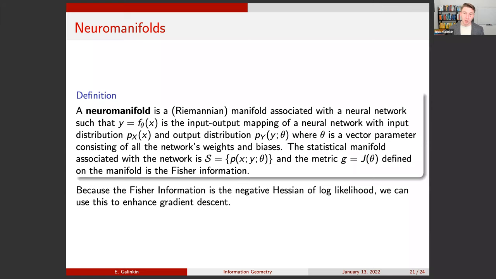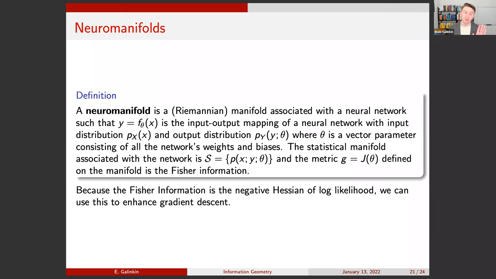But the statistical manifold associated with any particular neural network is the set of all of these probability distributions parameterized by theta. And the metric defined on our manifold is the Fisher information. So that's what tells us the distance, right?